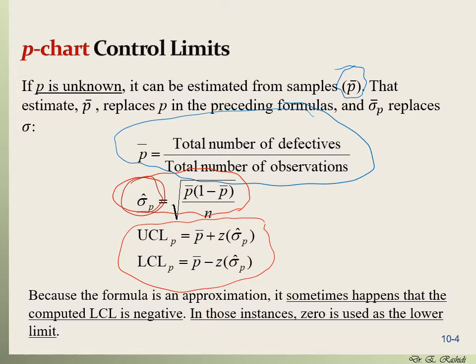Because the formula is an approximation, we approximate the proportion here. Sometimes it can happen that the computed lower control limit becomes negative. If this becomes negative, you just have to round it up to 0, because the proportion cannot be negative. It can be at least 0. So if you get a negative lower control limit, you just have to round it up to 0.